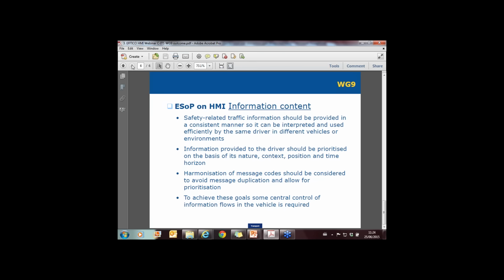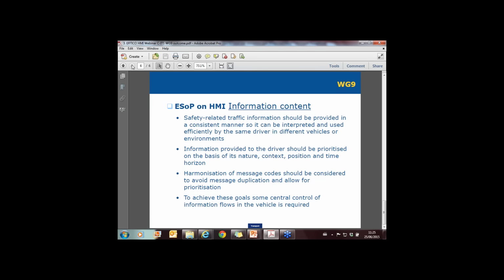And then again, and I insist, this concerns safety information mainly. The information should be prioritized on the basis of its nature, content, on the position of the vehicle. All of this, the context has to be taken into account in order to provide information to the driver.